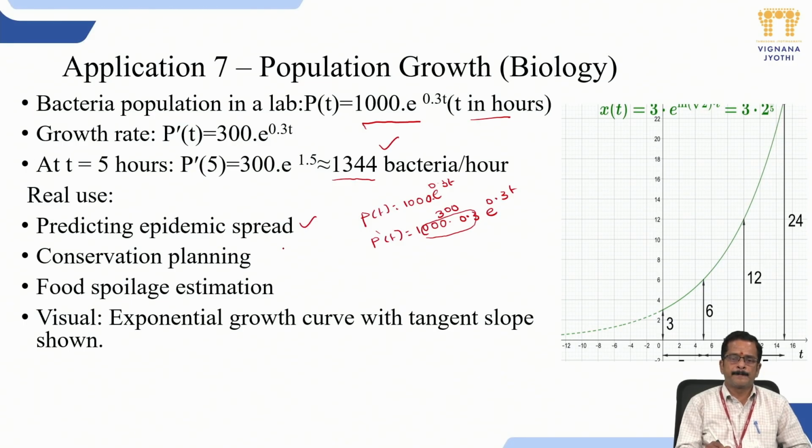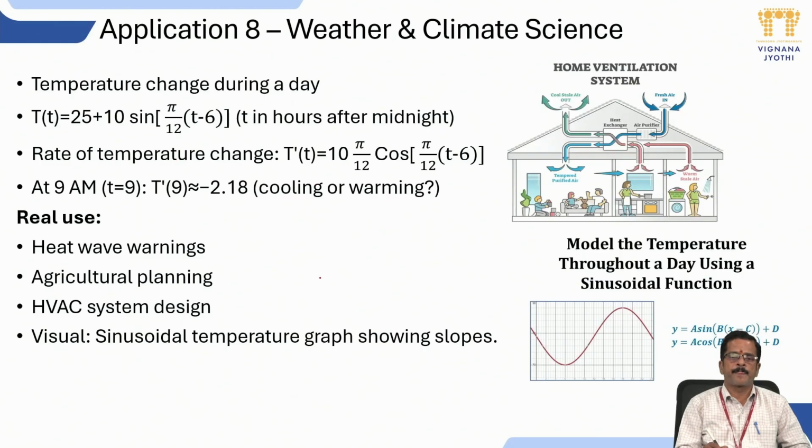That is what we use to plan precautions, conservation planning, and food spoilage estimation. These factors can be planned under the applications, under the use of the derivative concept.